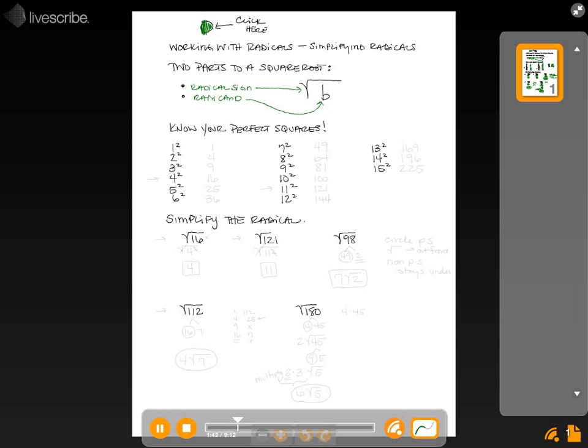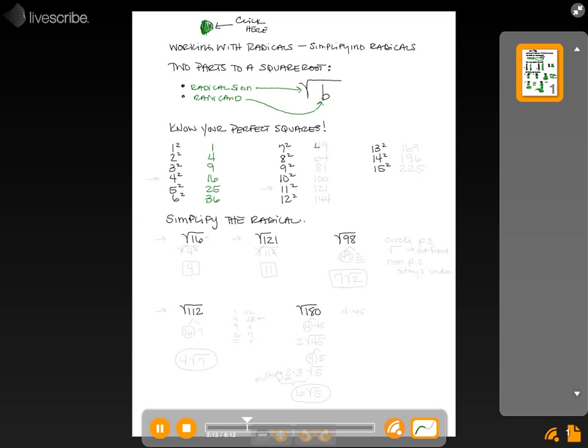Well, 1 squared, that's really 1 times 1 is 1. 2 squared, 2 times 2 is 4. 3 times 3 is 9. 4 times 4 is 16. 5 times 5 is 25, and 6 times 6 is 36. Those are the ones most people remember, that first column. If I asked you what 6 squared is, most people can rattle those off. When we get to the second column, they get a little harder. These are ones people tend to forget.